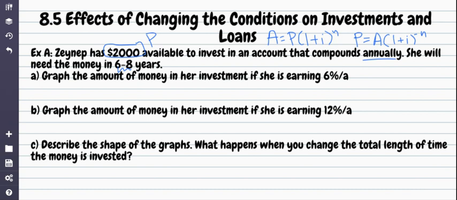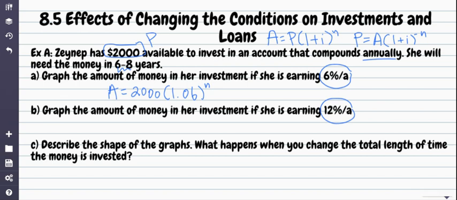Part A is graph the amount of her investment if she's earning 6% per annum, so i is going to be 6%, 0.06. And in part B, it says graph the amount of money if her investment is earning 12% per annum, so we're going to use i as 0.12. So here A is equal to P, which is 2,000, times 1 plus 0.06, 1.06, to the n, because we're not sure what the number of compounding periods is.